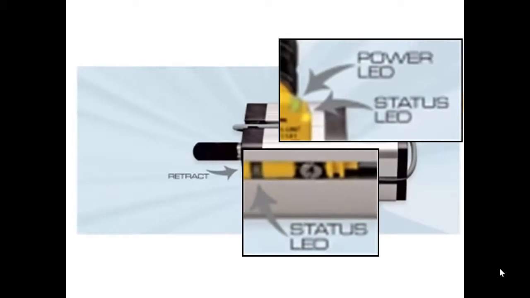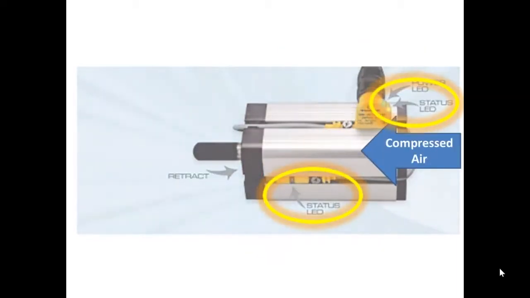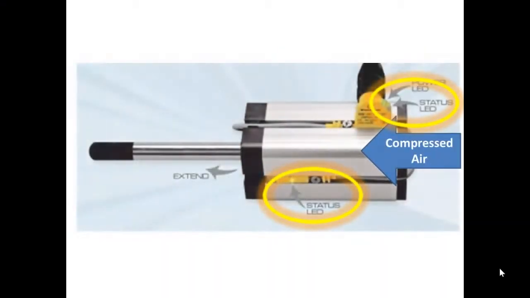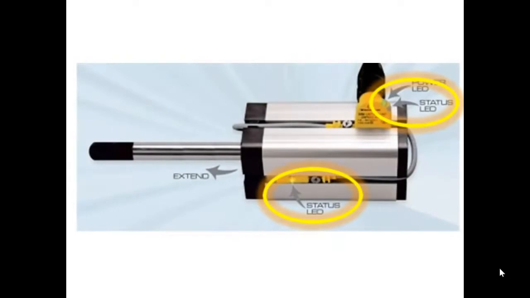A closer look, you can see that the status LED below is dark and the status LED above the retract position is illuminated. Okay, now if we apply compressed air to the back side of the piston, that pushes it forward. Now look at the status LEDs. The one in the back of the cylinder is now dark and the one in the front is lit up.